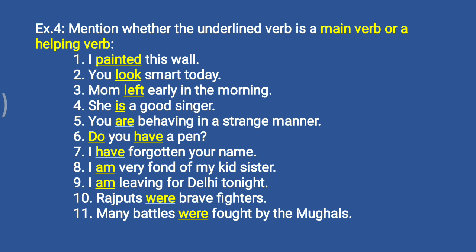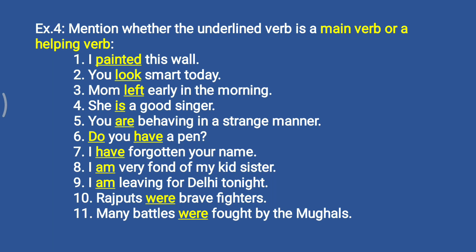I painted this wall. Here, painted is the main verb because it shows an action. You look smart today. Here, look is the main verb. Mom left early in the morning. In this sentence, left is the main verb. She is a good singer. Here, is is the main verb. You are behaving in a strange manner. Here, are is an auxiliary verb.